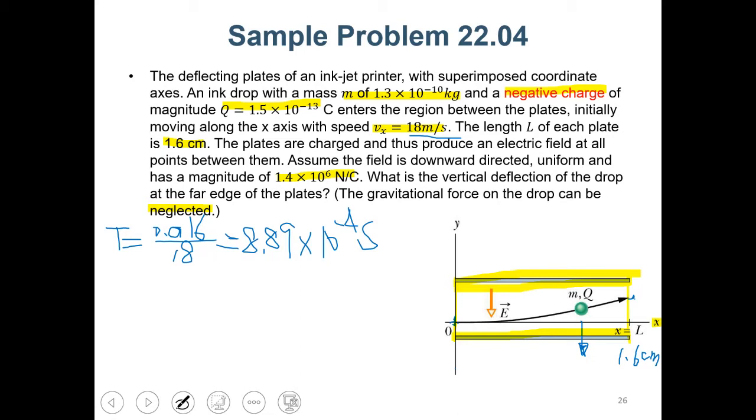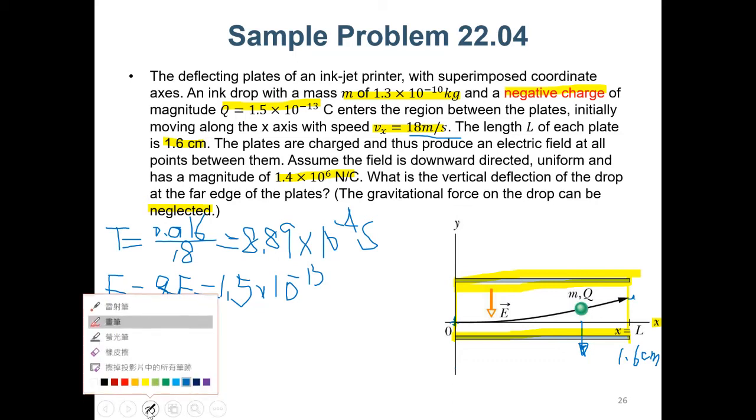So next, F equals QE. F equals QE. Q is 1.5 times 10 to the minus 13. Maybe I should make it capital Q.